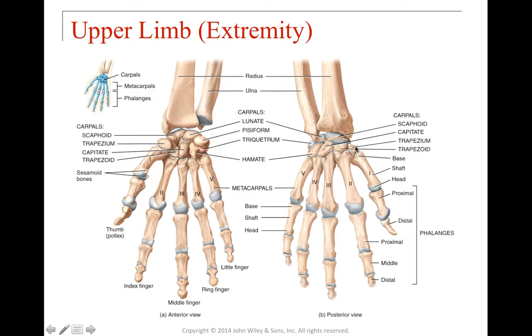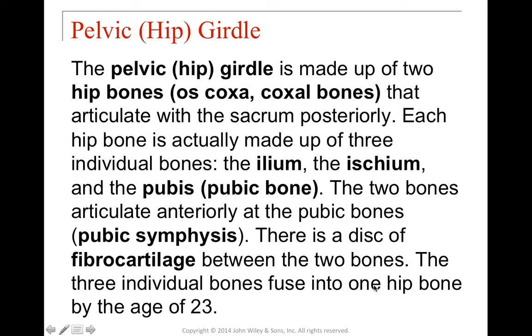I'm sorry, trapezoid and trapezium, yes. And then we have these 5 here are the metacarpals, 1 thumb, 5 pinky. Again, for the phalanges, we have 2 bones for the thumb and 3 for each of the other fingers. So just proximal and distal on the thumb, proximal, middle, and distal for the other 3.